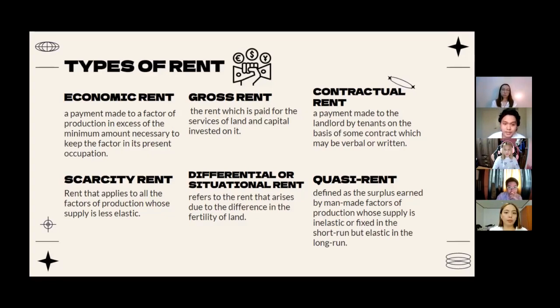And lastly, we have quasi-rent. According to Marshall, quasi-rent is defined as the surplus earned by man-made factors of production whose supply is inelastic or fixed in the short run, but elastic in the long run. For example, there is a sudden increase in the demand for houses, but the supply of houses does not increase at that speed because of, can we say, limited building materials. So the sudden increase in the return from selling houses is termed as quasi-rent. Next slide, please.